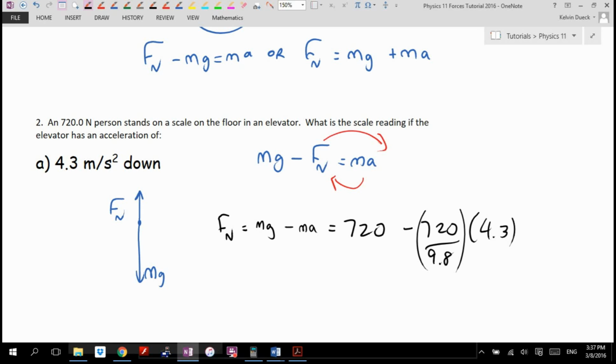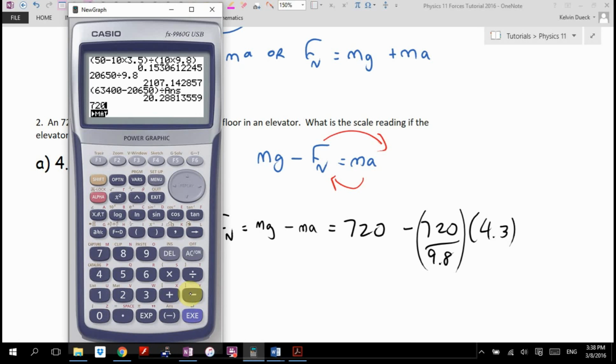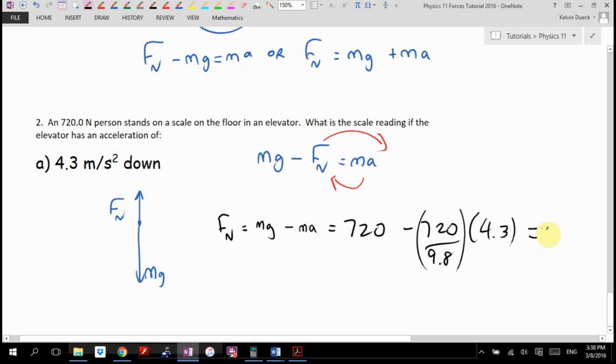You okay? So, by the way, little warning, in about 5 minutes, I'm going to yell. Okay? Just letting you know. So I would go 720 minus 720 divided by 9.8 times 4.3. This should work. And they would feel a normal force of 404.1 newtons.